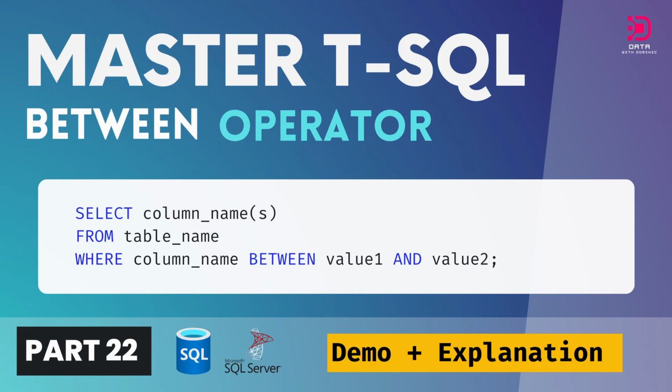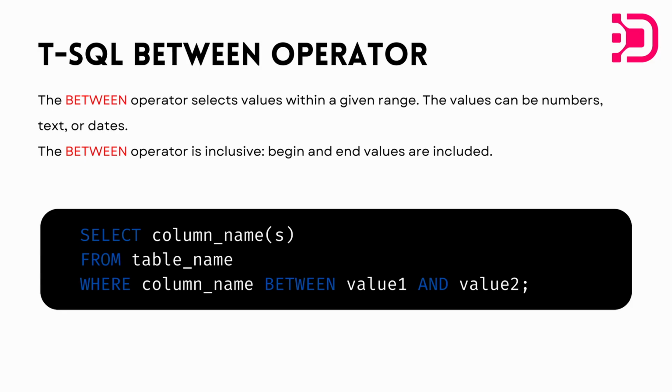Hey guys, welcome to this video on the BETWEEN operator in T-SQL, Transact-SQL or SQL Server, depending on how you refer to the subdomain. So let's jump right in. The BETWEEN operator allows you to select values within a given range. These values can be numbers, text, or dates.